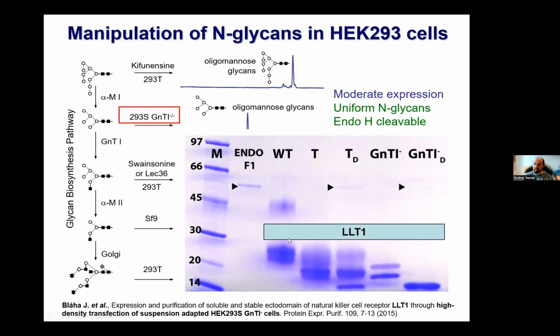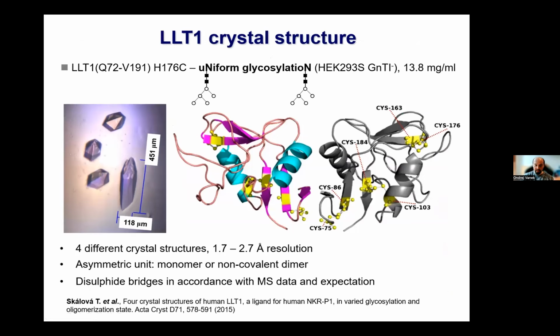And you can appreciate that by looking at this SDS-PAGE, where you will see LLT1 wild type forming these unwanted misfolded forms. Then the mutant produced with wild-type glycosylation shows these smears. But when we produce it with uniform glycosylation, we see two nice glycoforms, one glycan, two glycans, which could be deglycosylated to a very nice protein that we then crystallized and solved the structure.